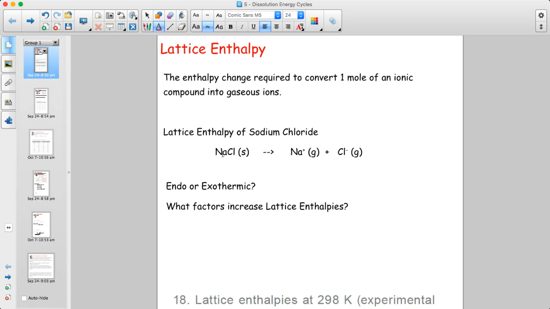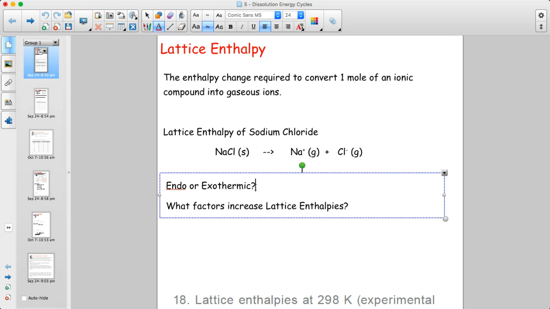That would be starting off with 1 mole of sodium chloride solid, so solid table salt, and it would be the energy change or the enthalpy change required to convert that into gaseous ions. So taking this solid ionic compound and actually separating it apart into not just an aqueous solution, but actual ions in the gas phase. So you could probably guess that because you are not only going from solid to gas, you're separating ionic ions that are quite highly charged, this is going to be very endothermic.